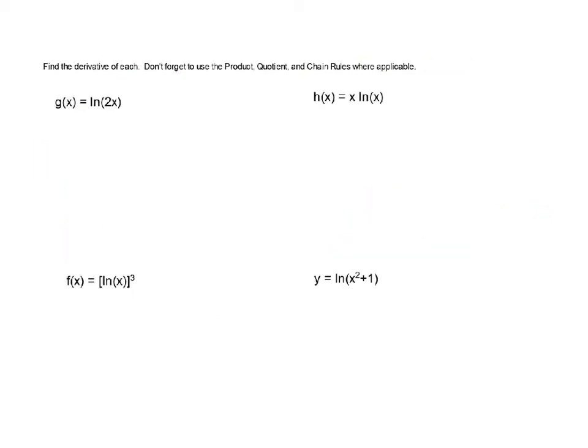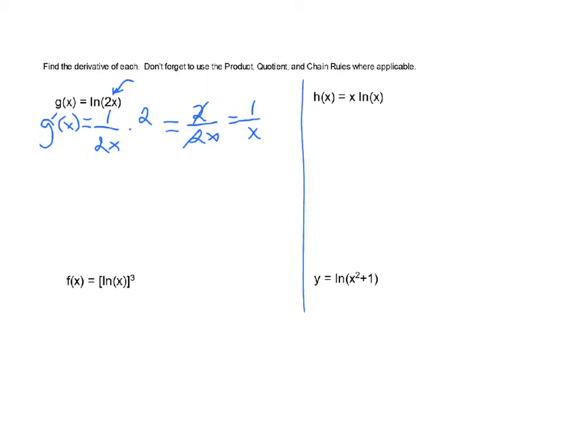All right, so let's take some derivatives of natural log functions. For this first one, we're going to have to use the chain rule. The derivative of g: remember, the derivative of natural log is 1 over whatever is inside, so 1 over 2x, times the derivative inside the natural log, which is just 2. If I simplify that, it's 2 over 2x, or just 1 over x when you cancel those 2s out.